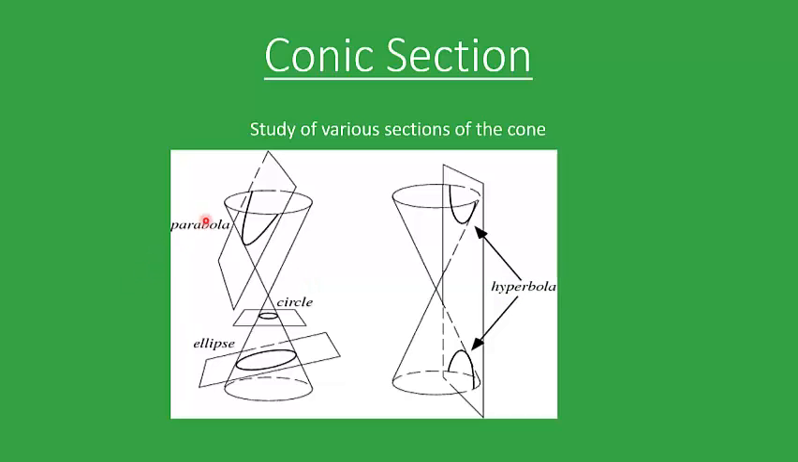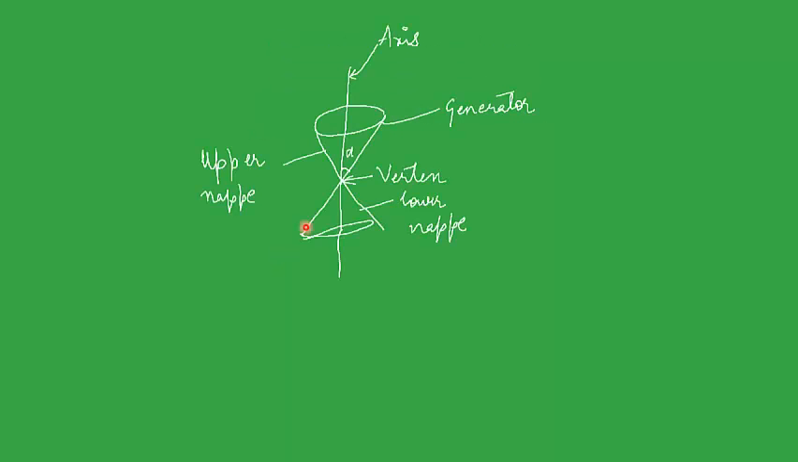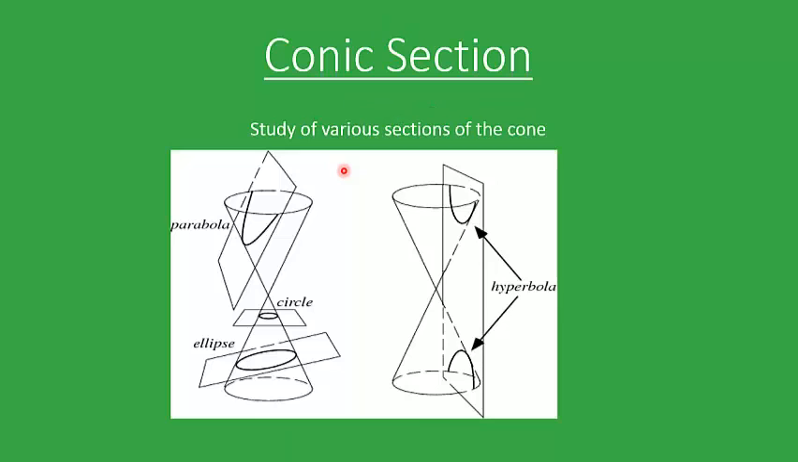There are two important characteristics to note. First is the angle alpha, which is called the generator angle, and the second is the angle made by the plane with the axis. As you recall, the axis always passes through the vertex and the circle center. Let's consider the angle made by the plane as beta. These two characteristics determine which type of conic is formed.